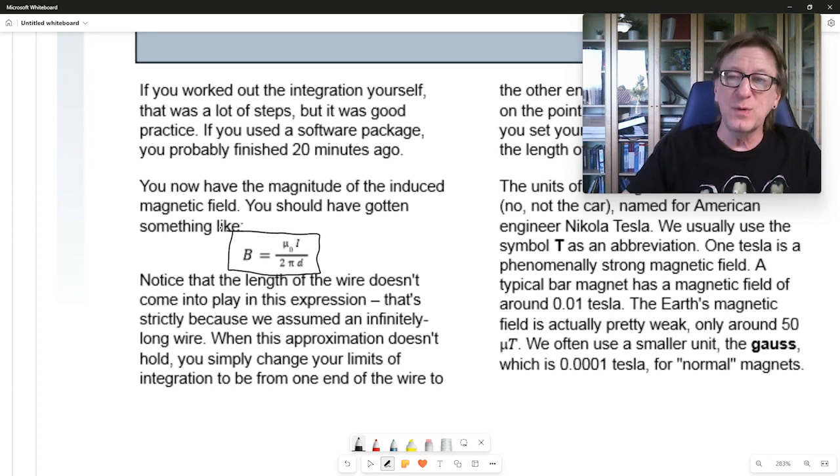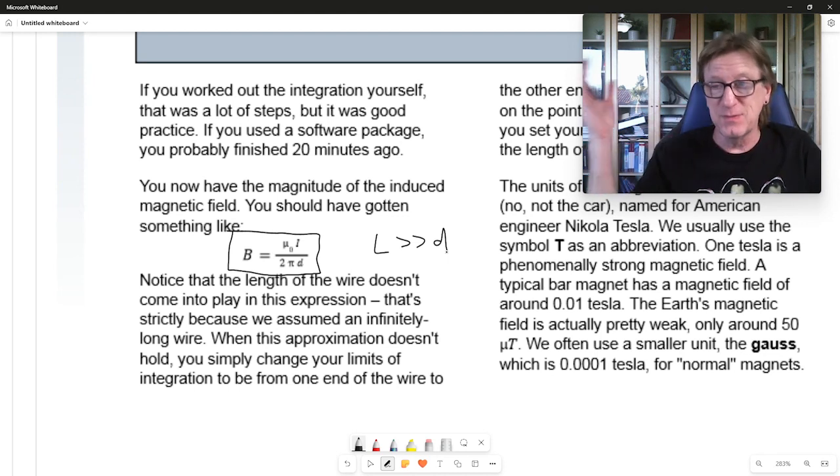So if those conditions do not hold, and remember our condition is that L must be much greater than D, then we've got no choice. We've got to go all the way back to our integral. And now instead of integrating from negative infinity to infinity, you're going to integrate from 0 to L, for example, something like that. You also need to look very carefully at the assumptions that went into your integration itself.